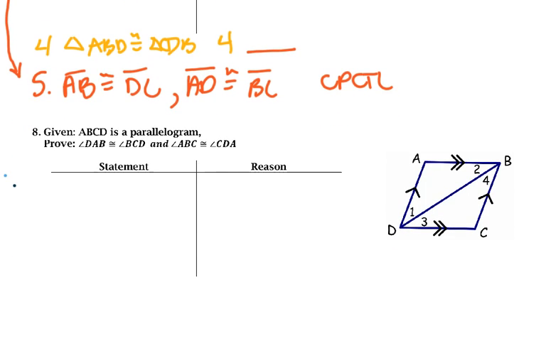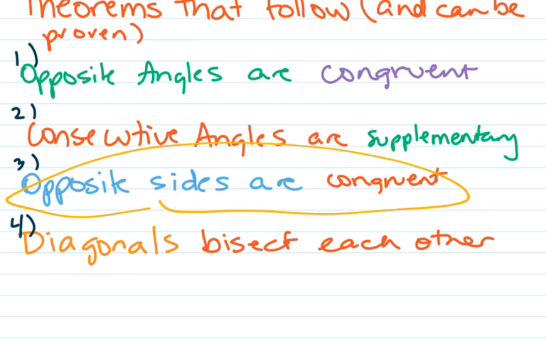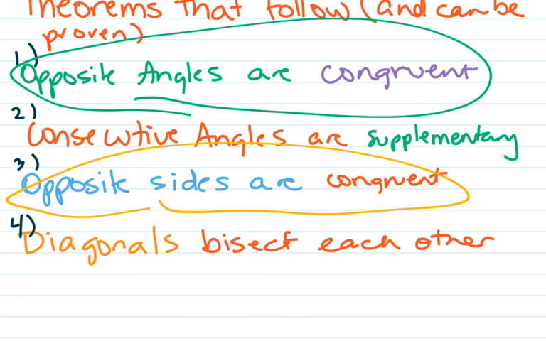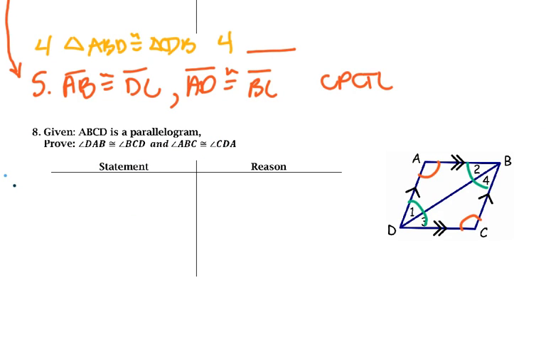Okay, for the last problem, number 8, we're given the same information that we have a parallelogram. We have to prove that angle DAB is congruent to BCD, and we have to prove that angle ABC, so 2 plus 4, is congruent to CDA. So what we're proving now is that theorem, that opposite angles are congruent. So I'm going to leave this for you, and I want you to stop the video and go through and prove this.